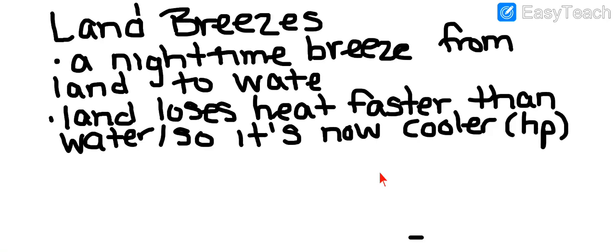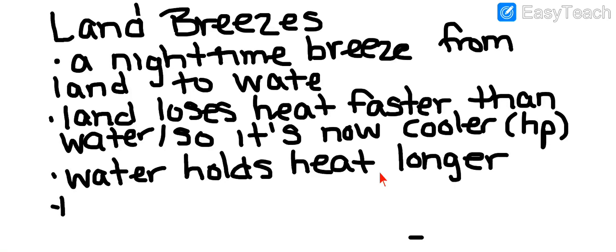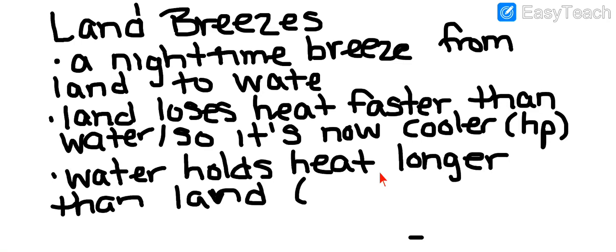I'm going to abbreviate HP because you know I write too big on this. All right, then water. Well, water, like an ocean, it really does not fluctuate a ton, but it will hold heat longer, water in general. Water holds heat longer than land. So that is now our low pressure area.